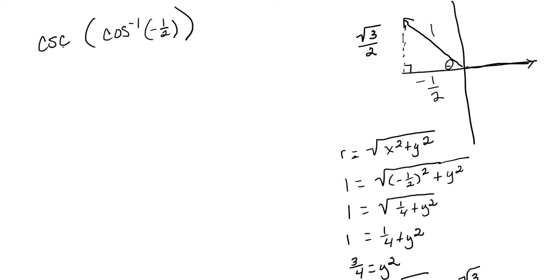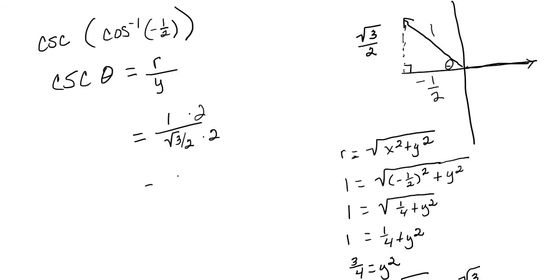And remember that now I need to find the cosecant of this theta. And cosecant is defined as r over y. And in this case, r is 1 and y is the square root of 3 over 2. So I'm going to multiply numerator and denominator by 2, and that will get rid of my complex fractions.